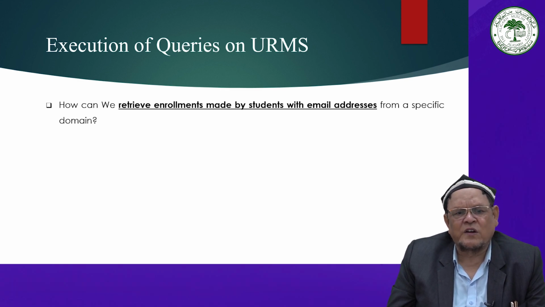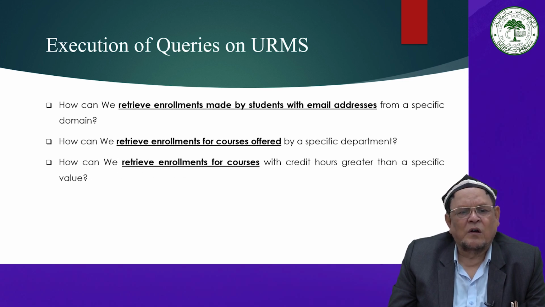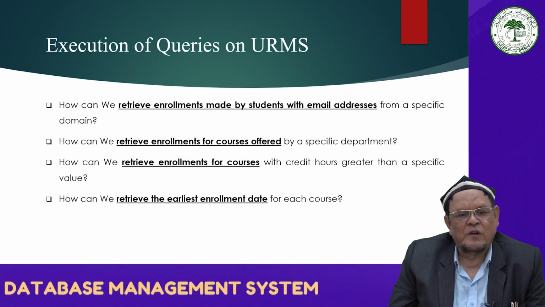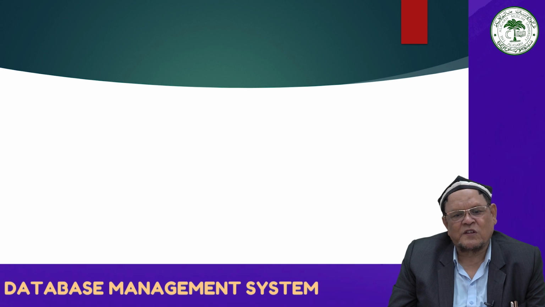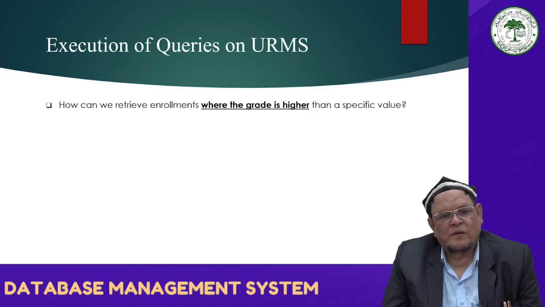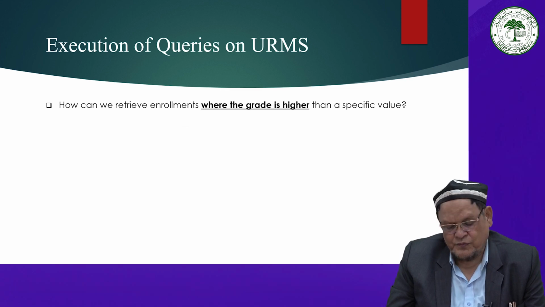question. How can we retrieve enrollments made by a student with an email address from a specific domain? How can we retrieve enrollments for courses offered by a specific department? How can we retrieve enrollments for courses with a credit hour greater than a specific value? How can we retrieve the earliest enrollment date for each course? How can we retrieve enrollments where the grade is higher than a specific value?